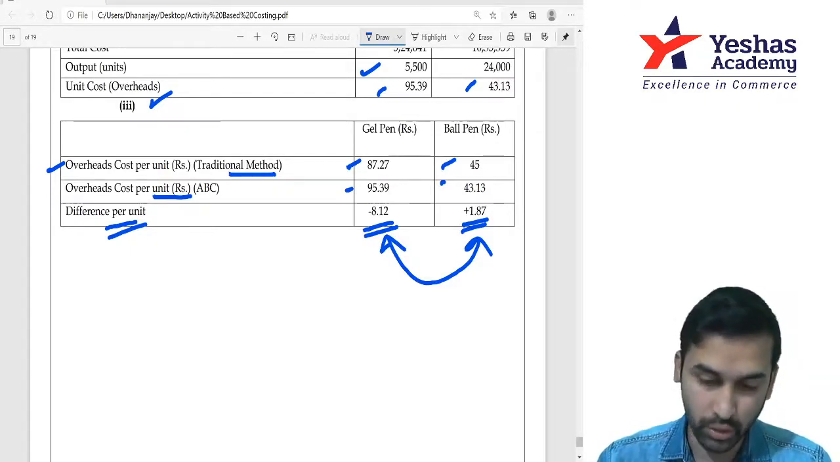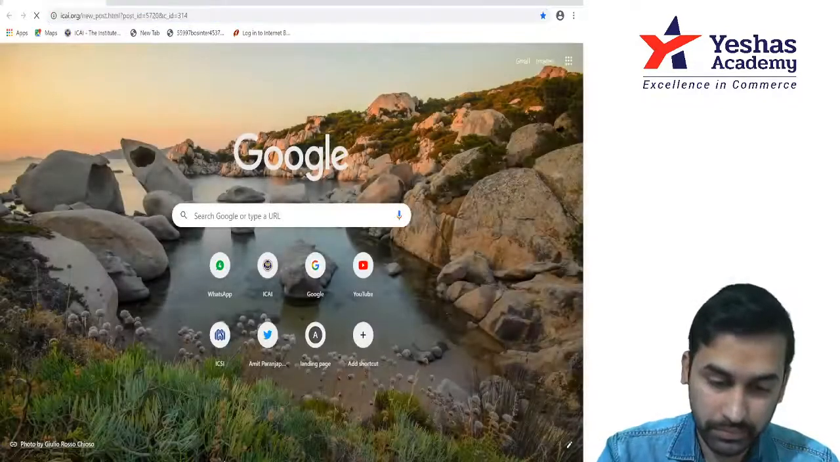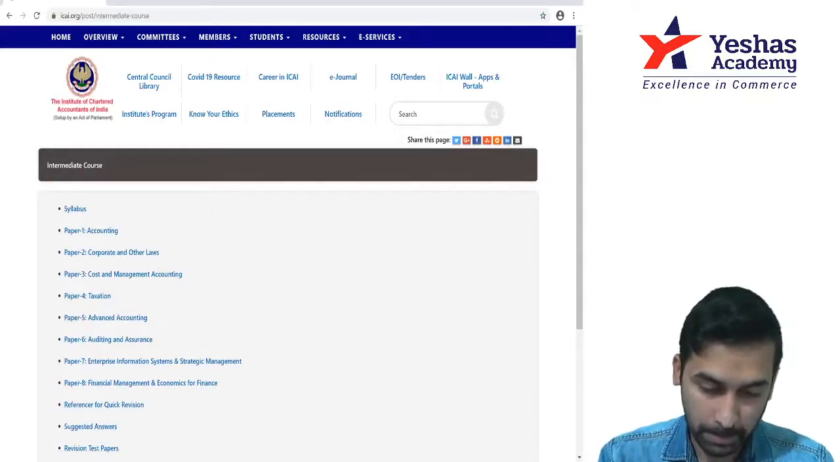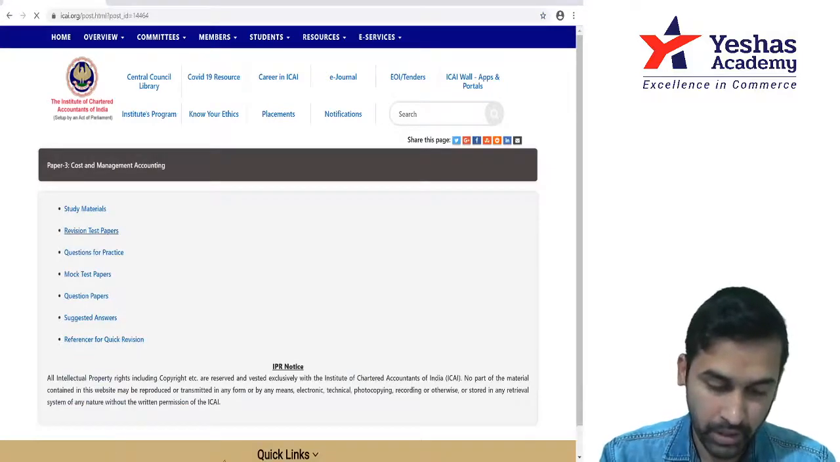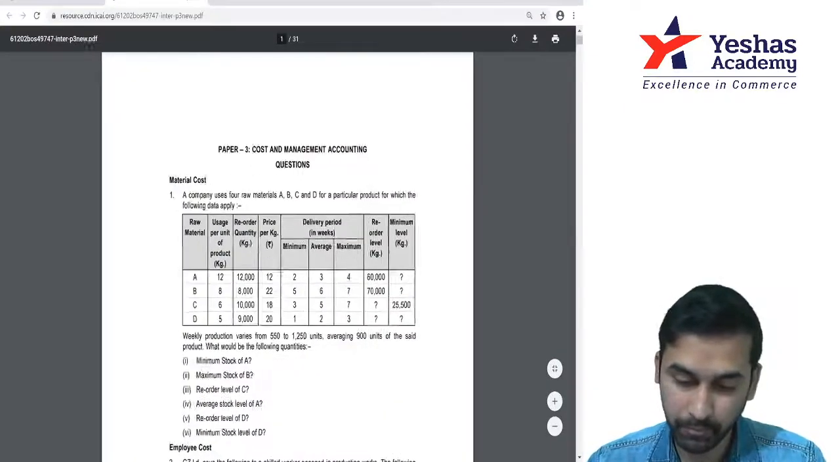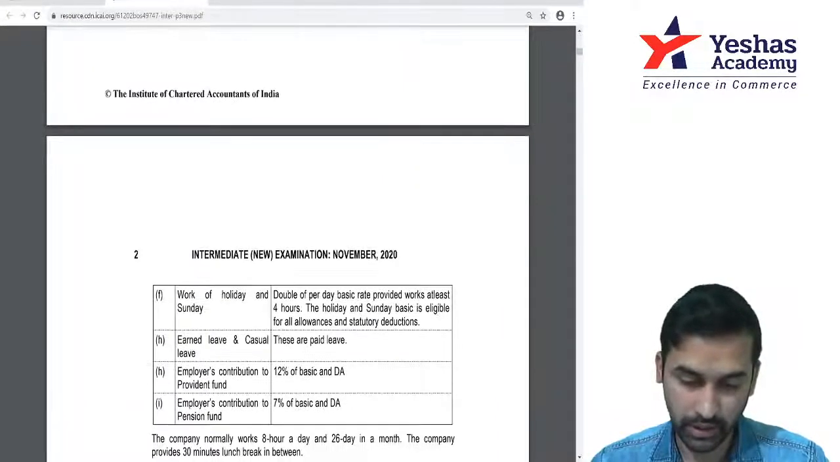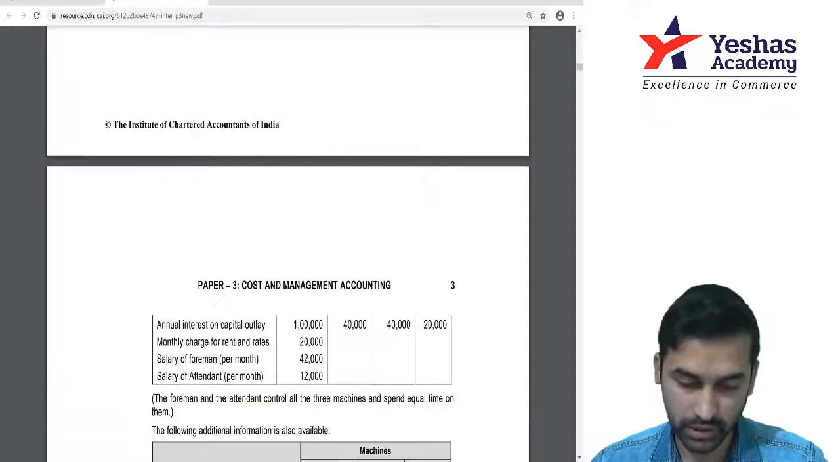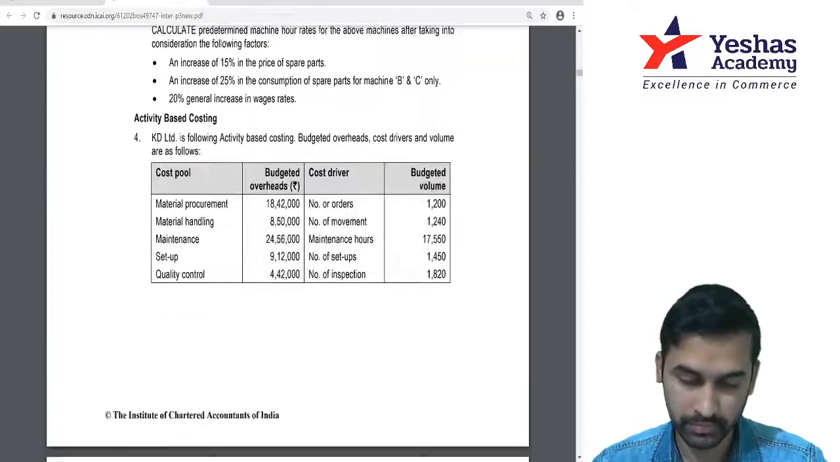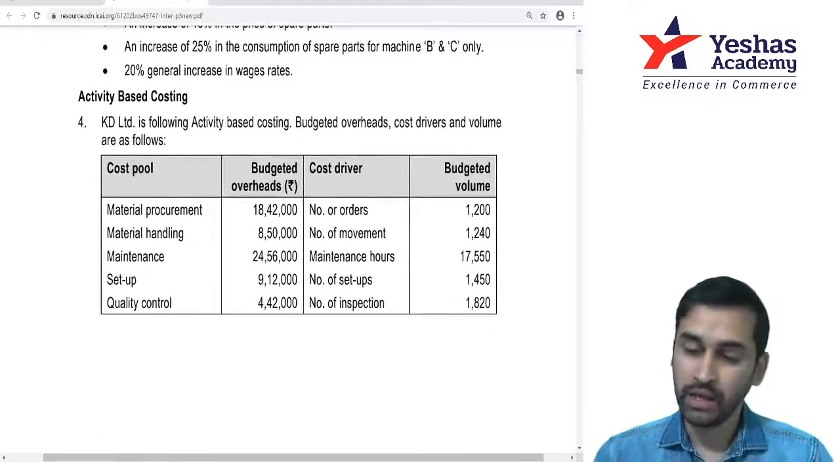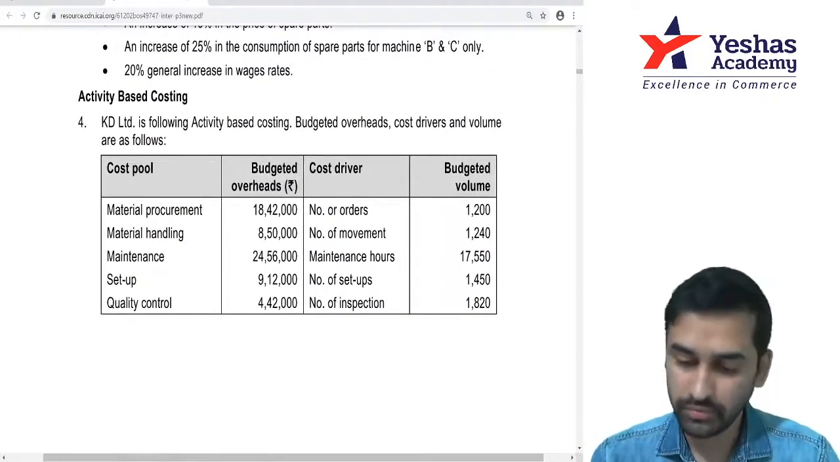Okay, so let me just open the RTP for you. Latest RTP, that is November 20. Yes, here let me go to activity based costing. You can practice this today. Yes, here I have activity based costing.